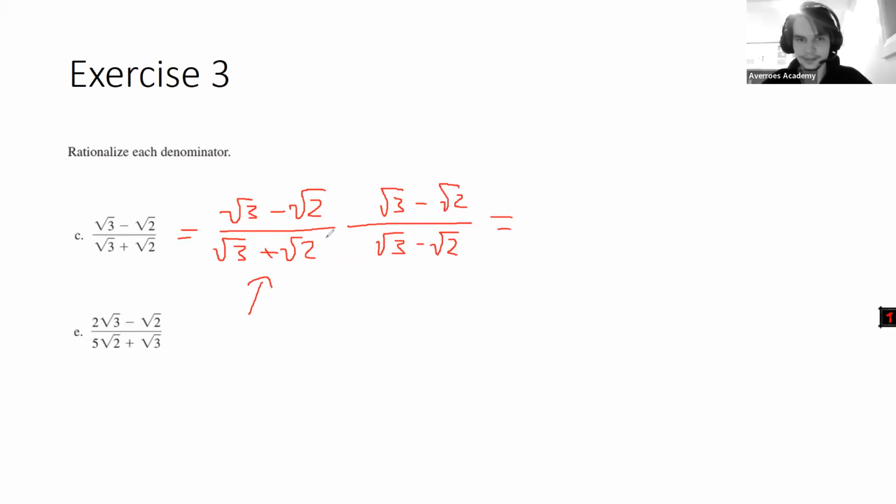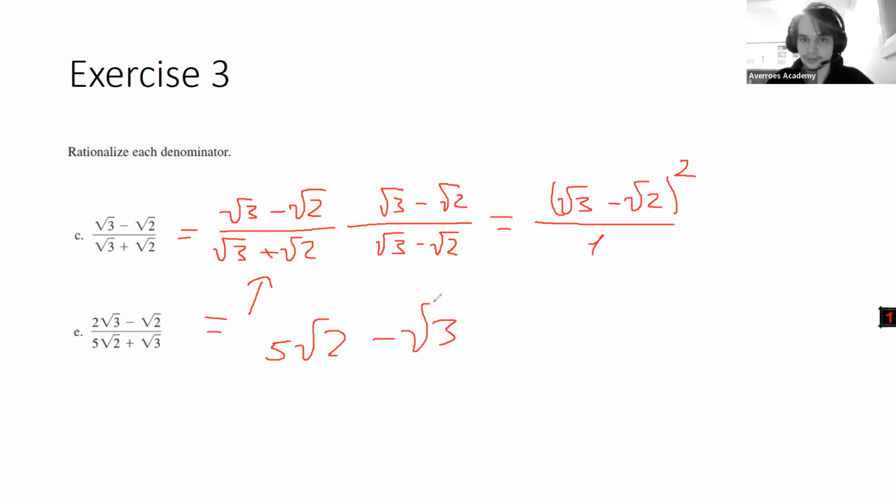And then it's going to be 3 minus 2, so 1 on the bottom, and just square root of 3 minus square root of 2 on top. The second example, exactly the same way. And the conjugate would be 5 square root of 2 minus square root of 3. That must be pretty much clear now, right?